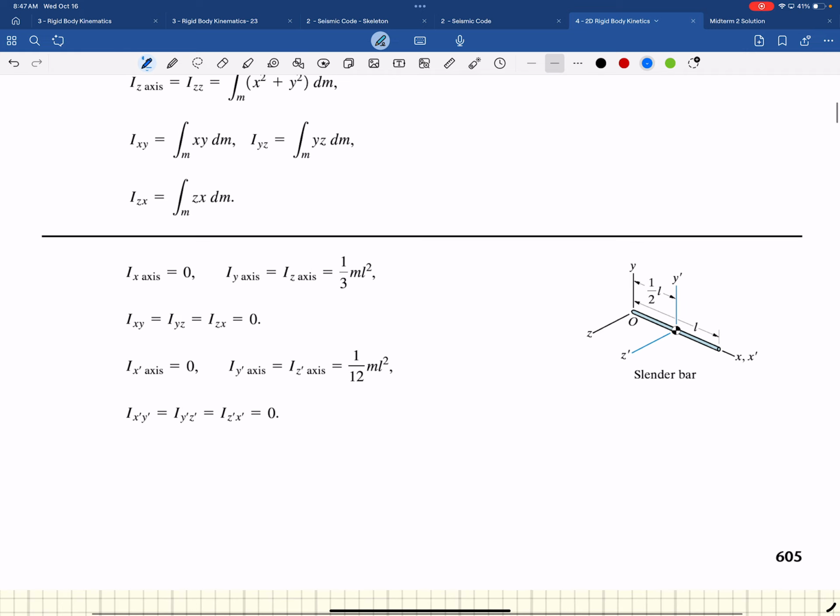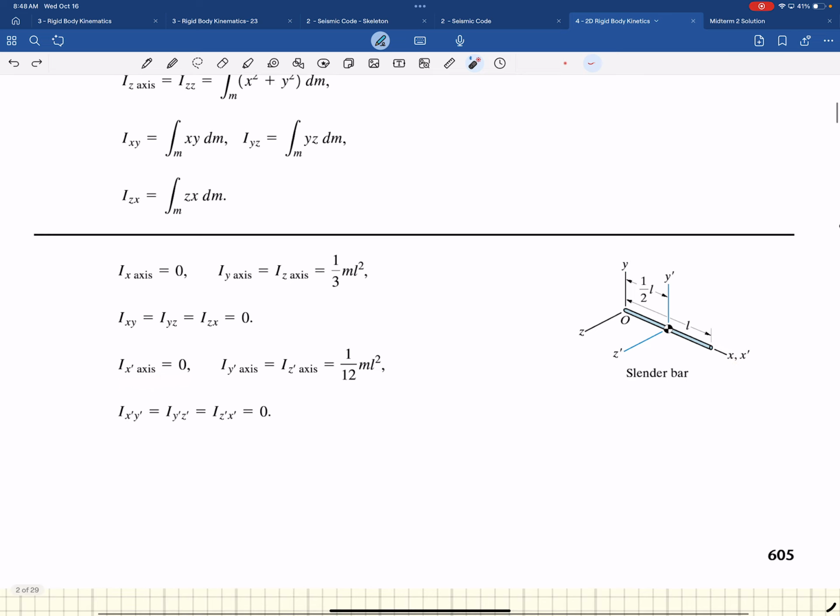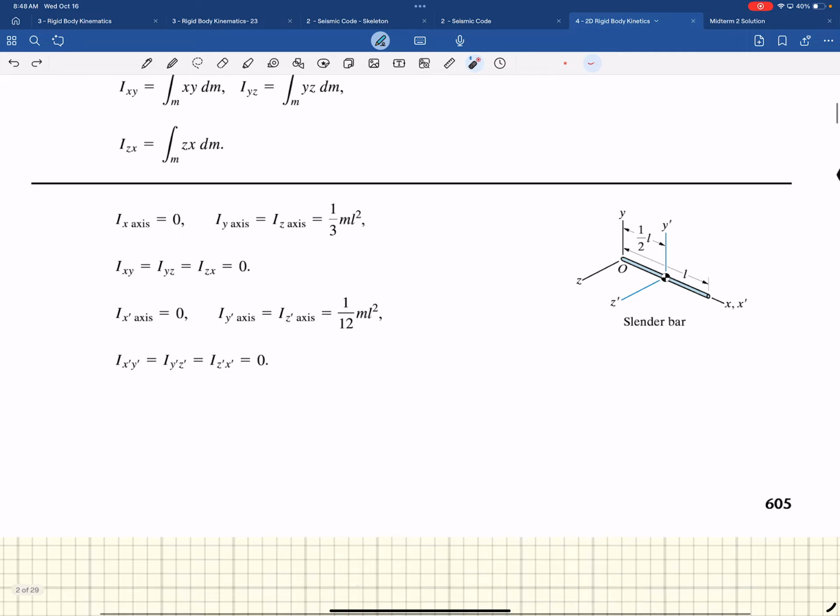This comes out of the text, one of the appendices. And here, again, see the primes? Those are the center masses, and they've drawn it through the center masses. That's what we just solved. Ix prime axis is 0, they assume it's 0 around that axis. Iy prime is equal to Iz prime is equal to 1/12 ml squared. Then they have another set about its end. Same thing, Ix axis is going to be 0, and Iy axis equals Iz axis is 1/3 ml squared. Just what we counted. Okay, so that's a slender rod.